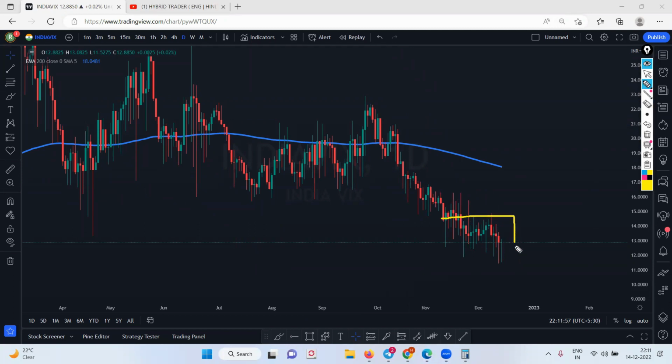Secondly, just to counter your argument that VIX is likely to go up, I don't know whether VIX will stay here for some more time. I don't know. We cannot say.